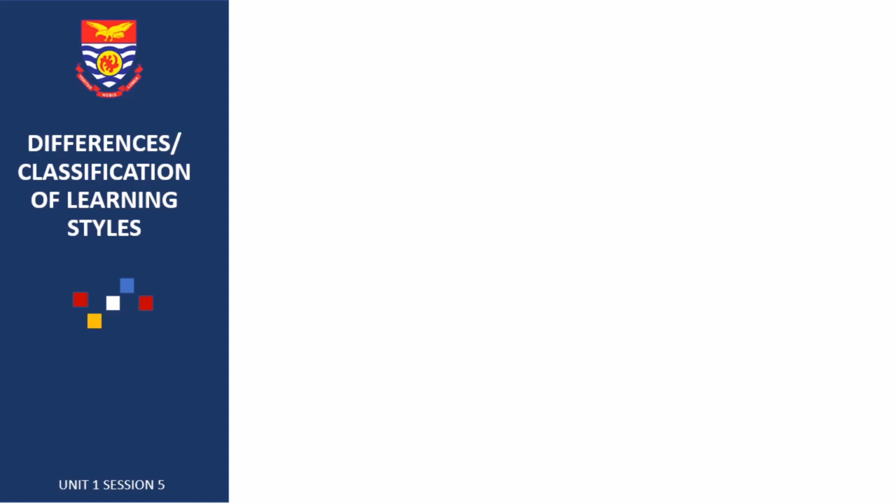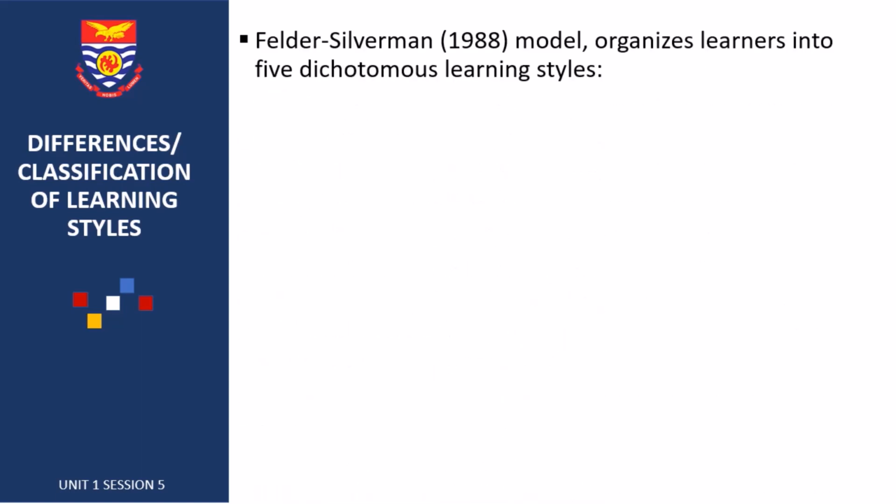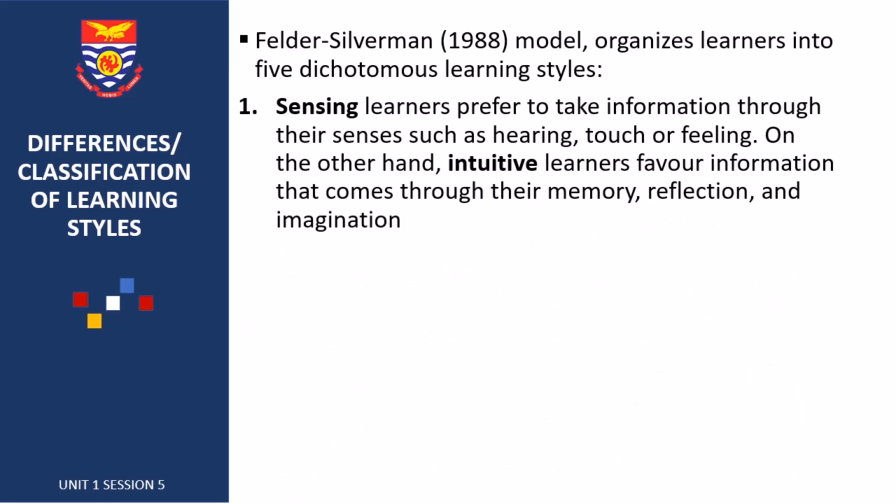Differences and classification of learning styles. Now it is important to note that this learning style theory was developed by Felder Silverman, and its model organizes learners into 5 dichotomous learning styles as follows. 1. Sensing, and 2. Intuitive. But we are looking at the difference between these two.